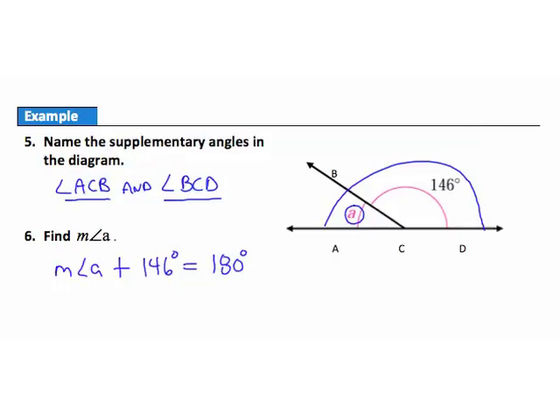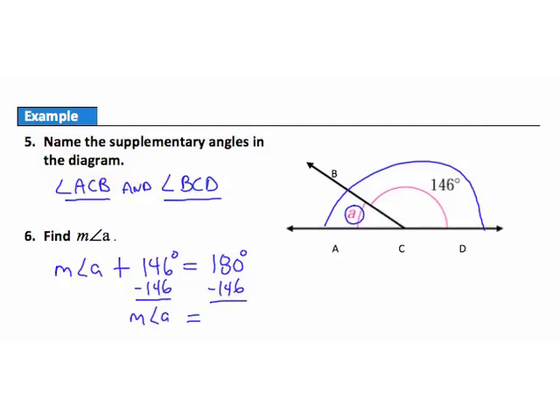So now all we have to do now is solve for the measure of angle A. To do that, I'm going to subtract 146 from both sides. So I would subtract 146 from the left side, subtract 146 from the right side of my equation. Let's see what we have left. Over here on the left side, 146 minus 146 is 0. So all I'm left with is the measure of angle A.